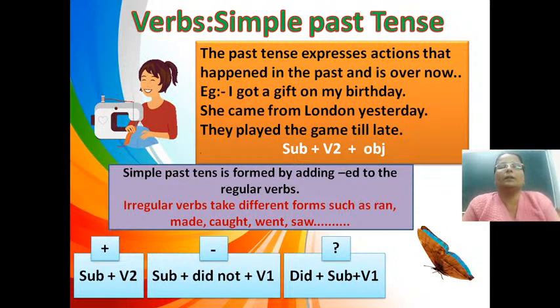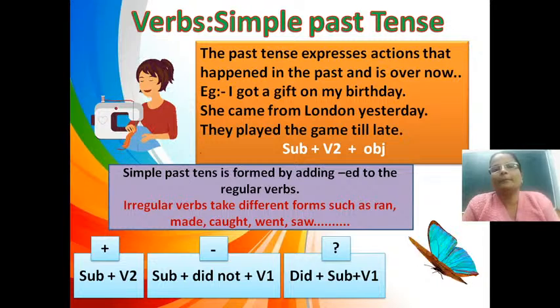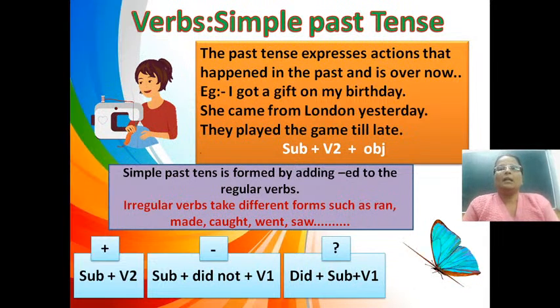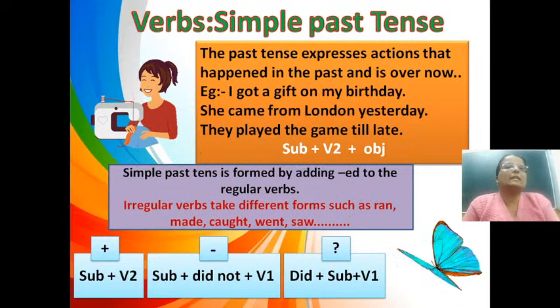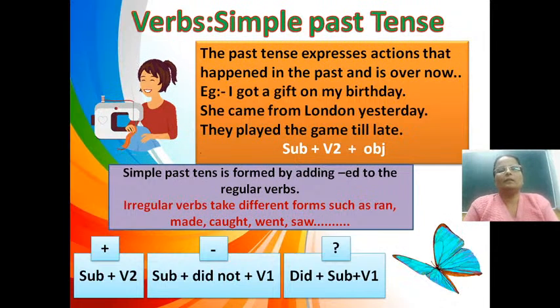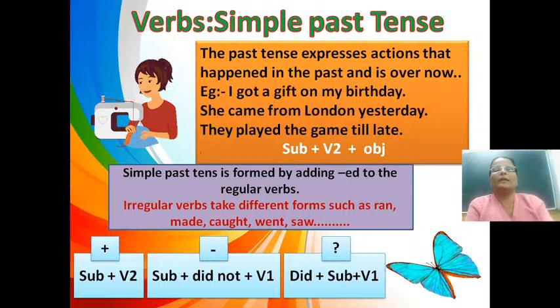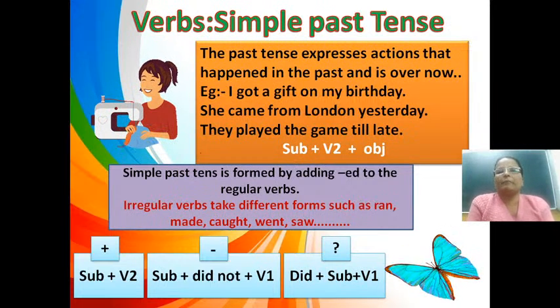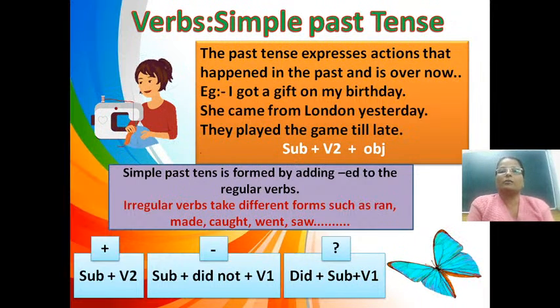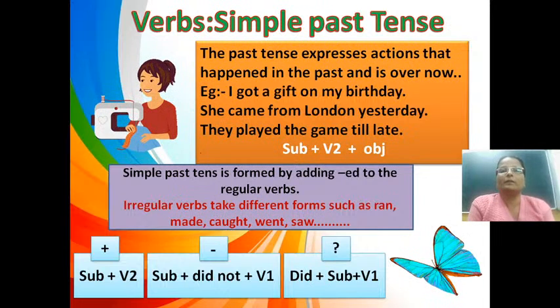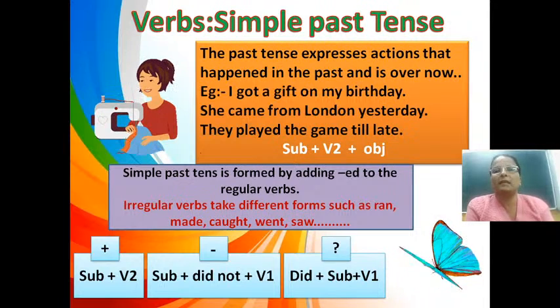So let's see how do we form the sentences in simple past tense. Subject plus V2. Very simple. It's not very complicated like that of simple present tense. Simple present tense means according to the subject we have to select either base form or S or ES or IES form of the verb. Here nothing, only one single form, that is past tense.